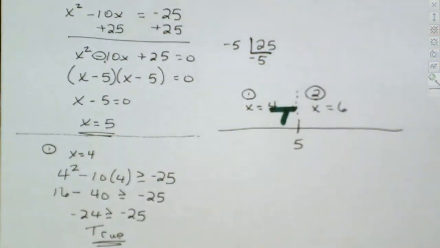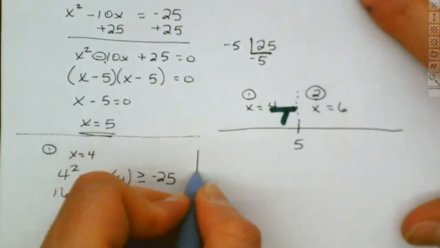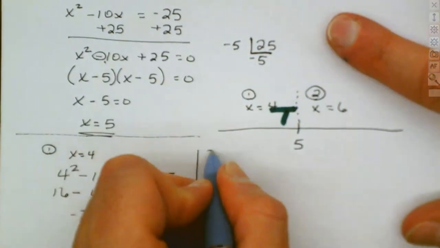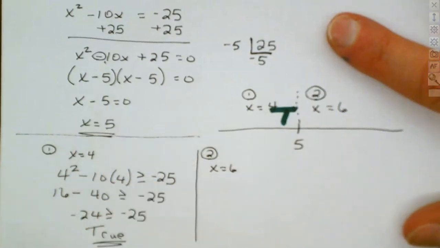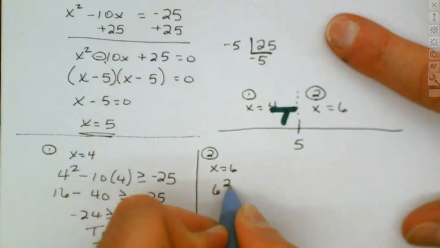This is why you have to check both sides. What about the other side? What about x equals the 6 here? If I plug in x equals 6, let's see what happens.